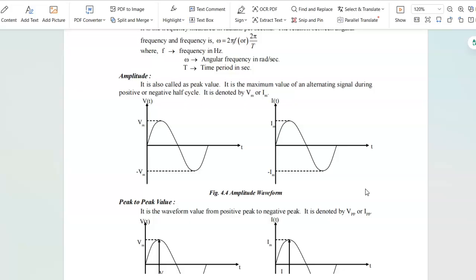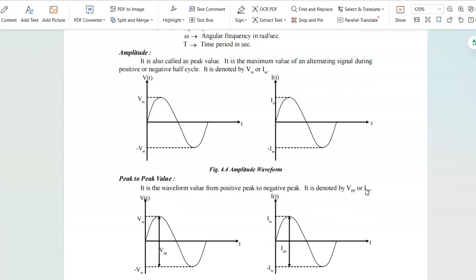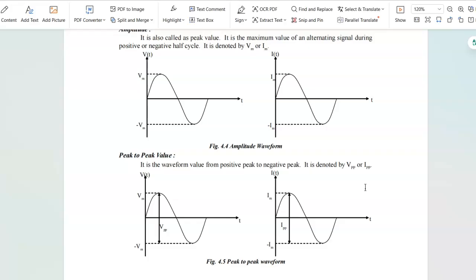Peak to peak value is the waveform value from positive peak to negative peak. It is denoted by Vpp or Ipp. Both the values are shown in the figure. By seeing the figure we can easily understand what Vm and Vpp are. So this is all about the basics of AC circuits.